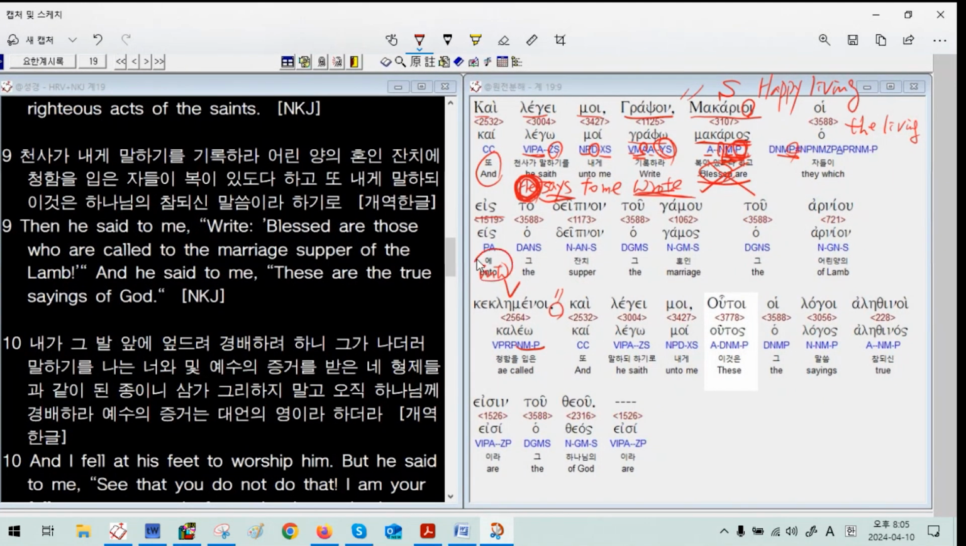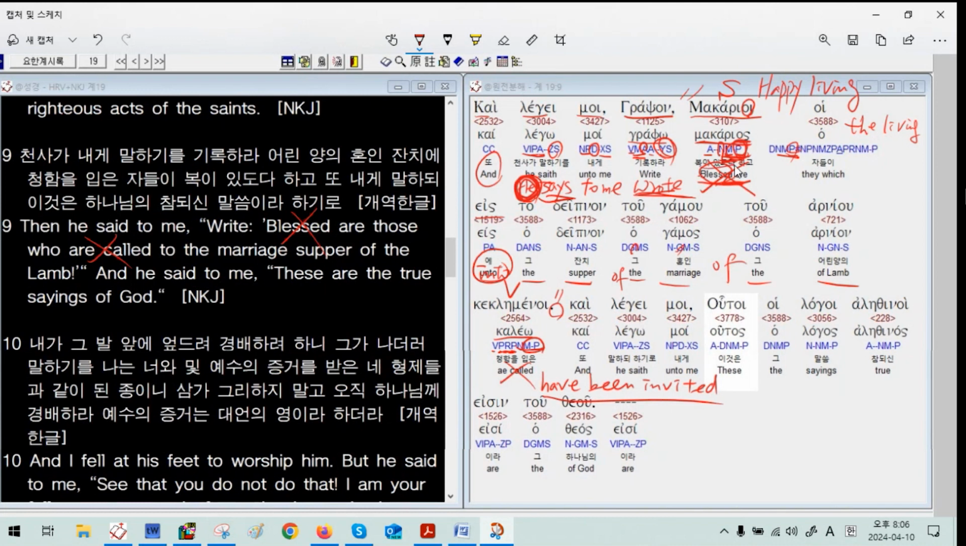Eis, we already learned that eis is into, to become one, right? Into the supper, genitive, supper of the marriage of the lamb. Then the happy living are the ones, VPRP. It is not "who are called," right? It is not "blessed" also. Participle, present perfect, passive. What is the present perfect passive? Has or have plus past participle, isn't it? Then kaleo is invite. Then masculine plural. So have been invited. So happy living, the living have been invited into the supper of the marriage of the lamb.